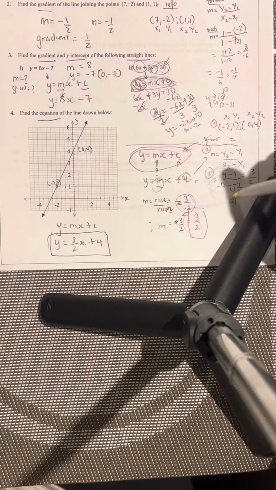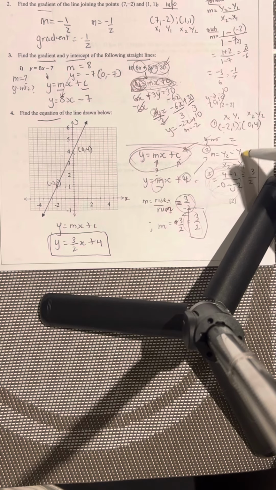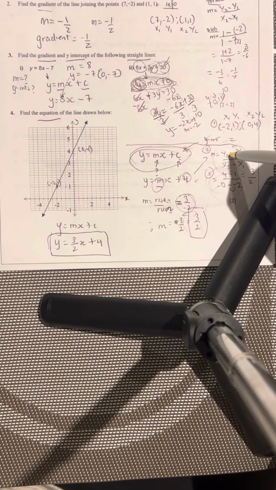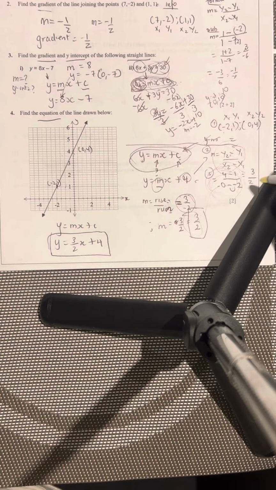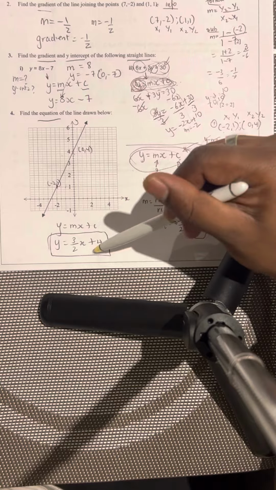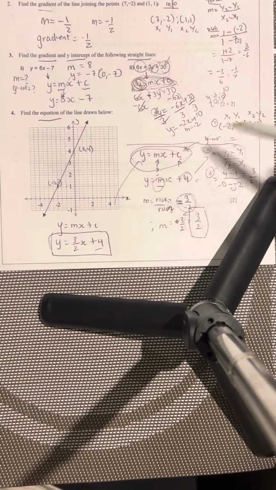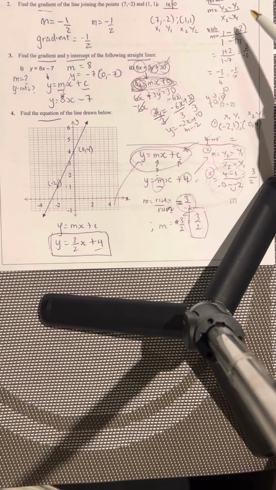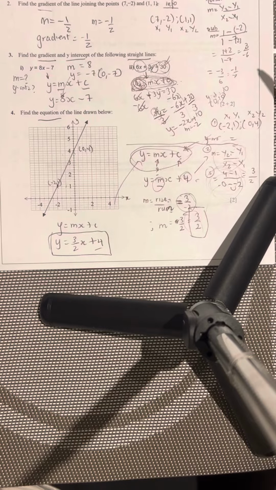algebraically. You're going to write the formula, and then after writing the formula, you substitute the values in, and then you get 3 over 2. Once I found the gradient and I know the y-intercept, I put it back into the equation of the line, because that's what the question's asking. So always go back to what the question's asking.